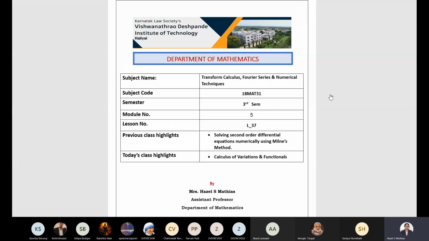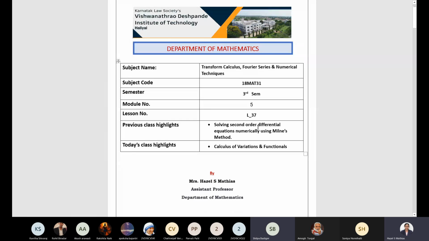By now you must be thorough with how to convert the second-order differential equation to a first-order differential equation by making the necessary substitution. Is it so? Is it everyone? Yes, ma'am. Okay, so let's move on to the next topic, that is calculus of variation.